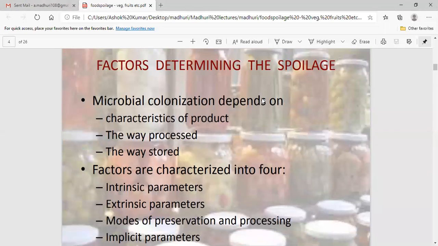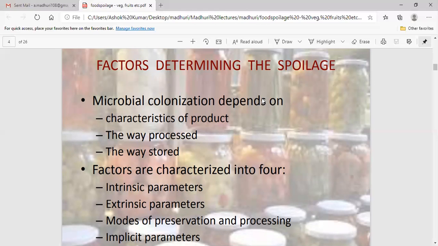Next is factors determining the spoilage. So what are the different factors? Microbial colonization depends on characteristics of product, the way food is processed, and the way food is stored. So how the food is getting spoiled, what are the different factors in that? First one is characteristics of the product, whether the product is acidic or alkaline, or its inner characteristics, and the way it is processed. If it is processed in hygienic conditions, then the spoilage may not happen, but if it is processed in unhygienic conditions, definitely it may get spoiled.